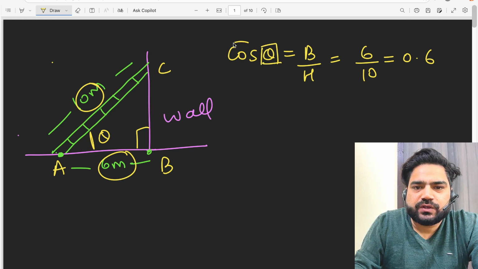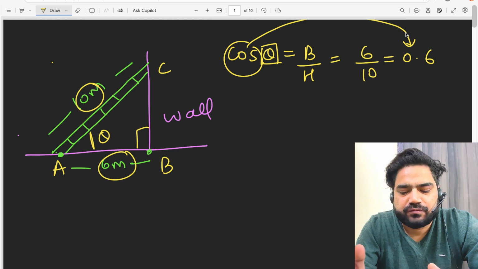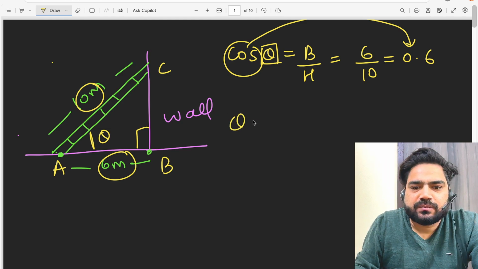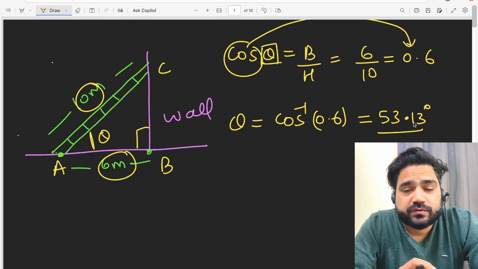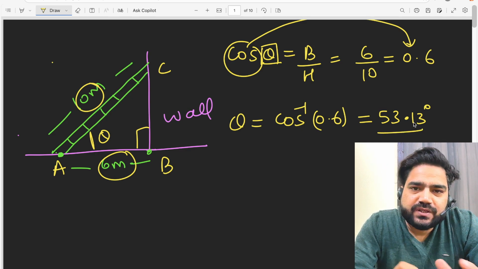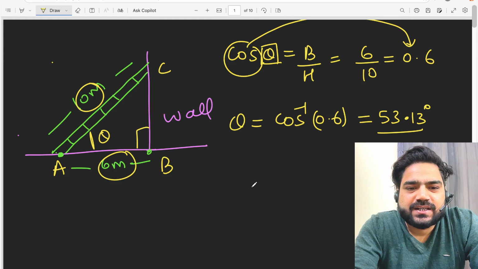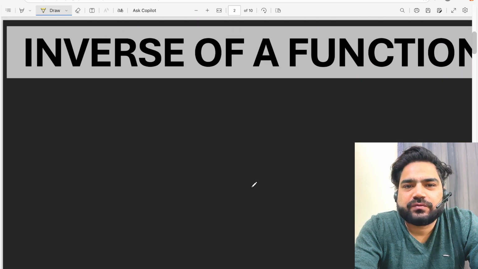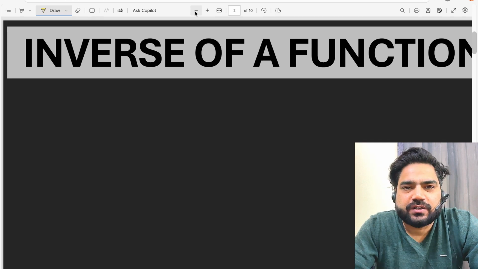So this cos will go to the other side, and this is the application of the inverse of a function, which we will study now. So theta will be cos inverse 0.6, which is roughly equal to 53.13 degrees. This is a practical application of the inverse of a function, and this is the inverse of a trigonometric function, but we can take the inverse of a lot of functions. So let's start our class and study what the inverse of a function is and how to apply it in solving different questions.